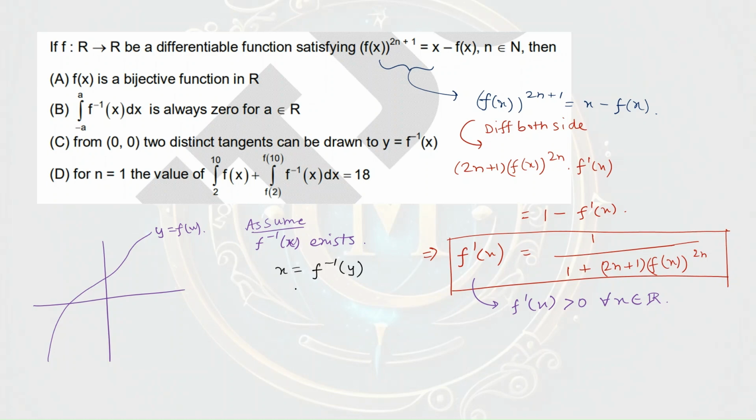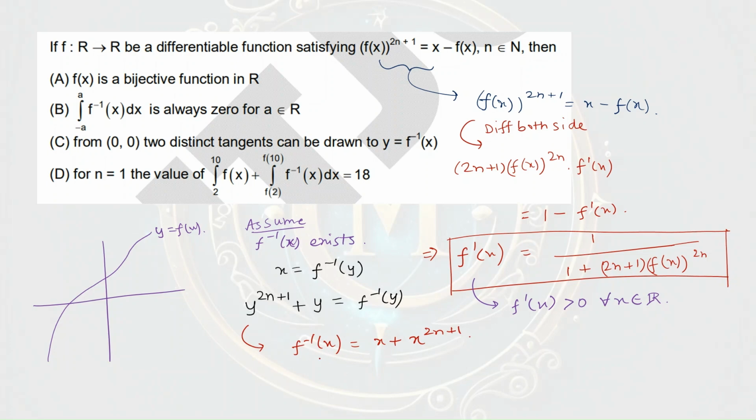That means f(x) will be y, so we get y to the power 2n+1 plus y equal to f inverse of y. Now here we can simply replace y with x. That means f inverse x comes out to be x plus x to the power 2n+1. Now we can check directly the behavior of f inverse x. f inverse x is one-one, of course, because f(x) is one-one.